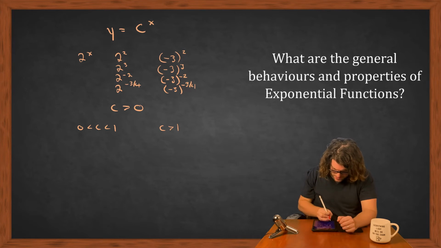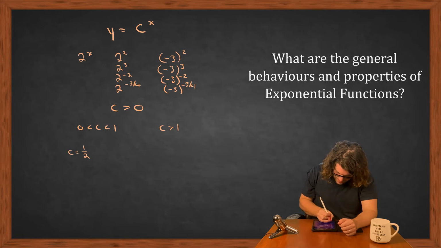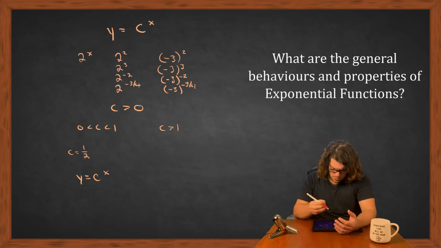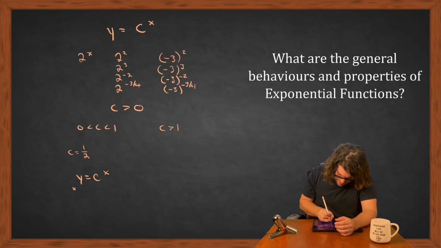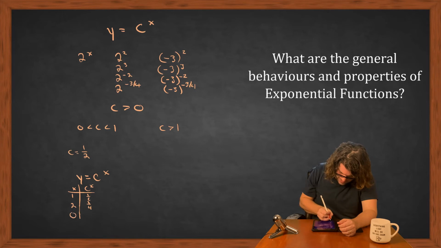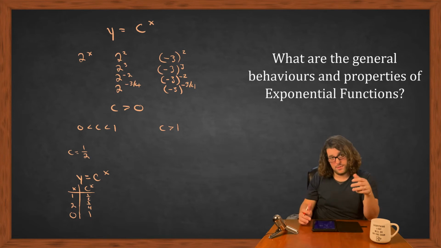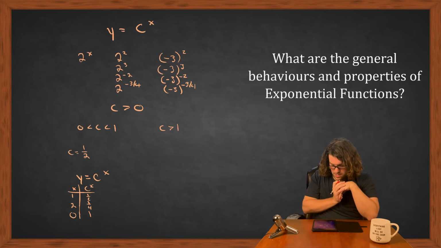So let's take a value that is between 0 and 1. Let's take probably the simplest one to evaluate, which would be 1/2. So if we have a c value of 1/2 and we're looking at y is equal to c to the power of x, how is that going to behave? Let me put it in a table form, x versus c to the x. An x value of 1 gives us 1/2. An x value of 2 would give me 1/4. If I went back the other way with a 0, that's going to be a 1. And if I were to put in a -1, I would get a 2. That's kind of cool.